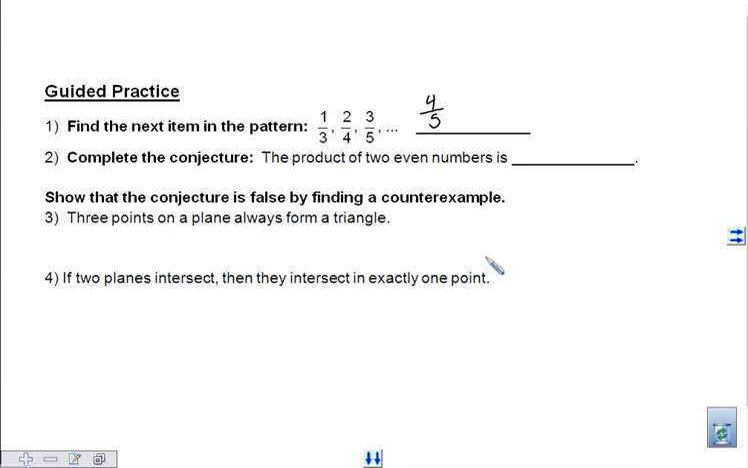Number 2, we want to complete the conjecture. We're going to take the product of two even numbers. So remember, product is multiplying. We're multiplying two even numbers. So 2 times 4 is 8. Negative 2 times 6 is a negative 12. Negative 4 times negative 8 is a positive 32. And what do we notice about each of those numbers? They are all even.